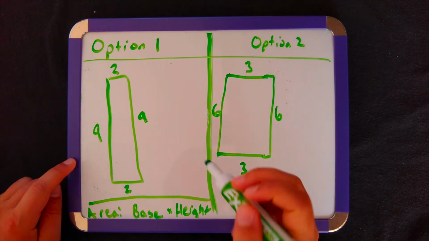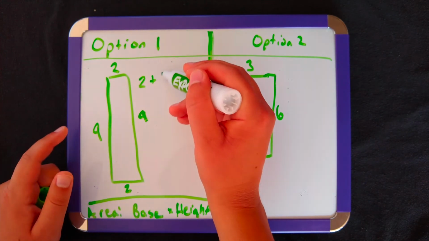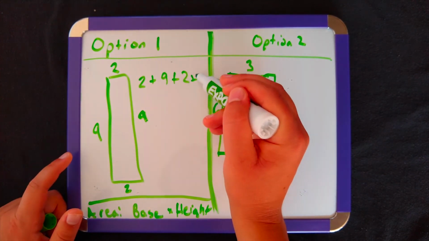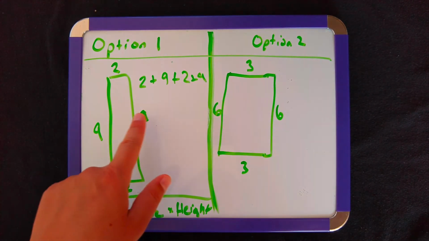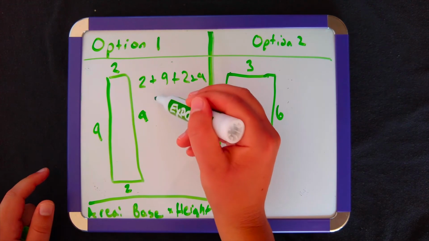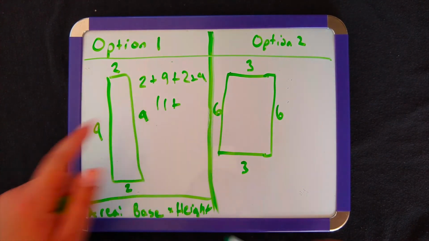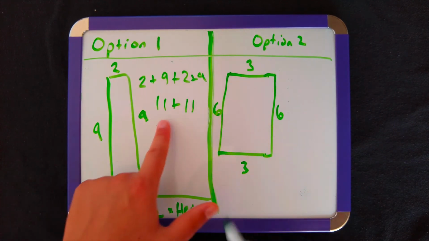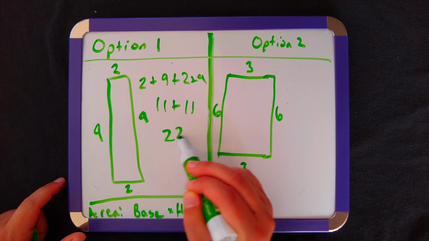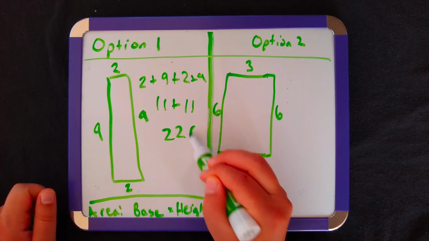So for option 1, we have 2 plus 9 plus 2 plus 9. So what is 2 plus 9? 11. Plus, what's 2 plus 9? Also 11. What is 11 plus 11? 22. So the perimeter of option 1 is 22 feet.